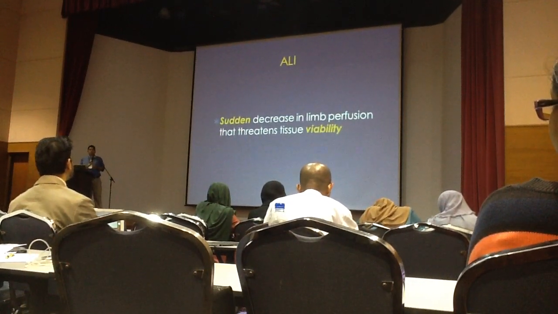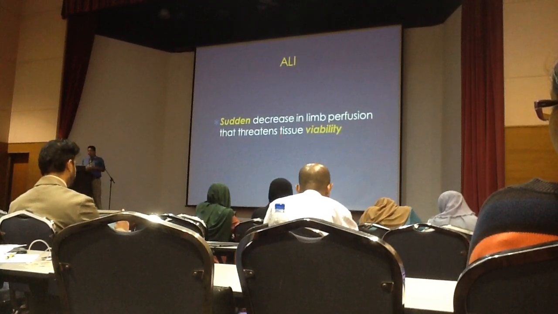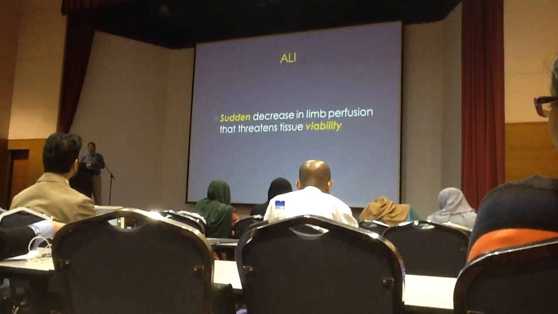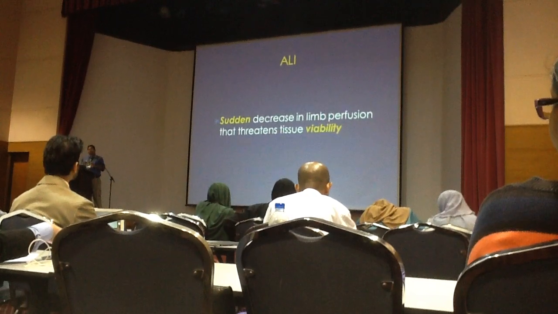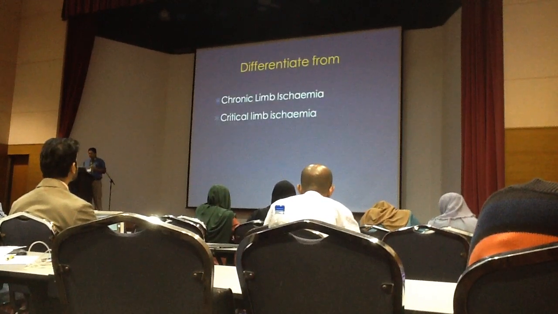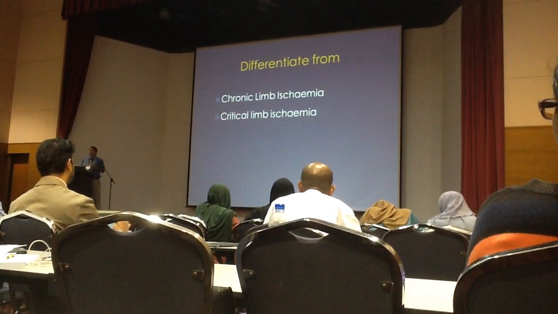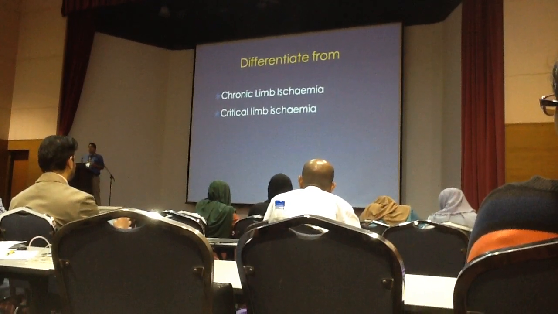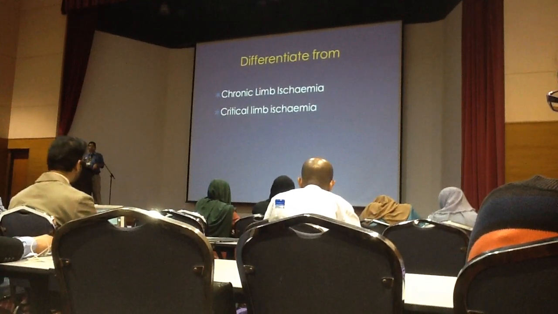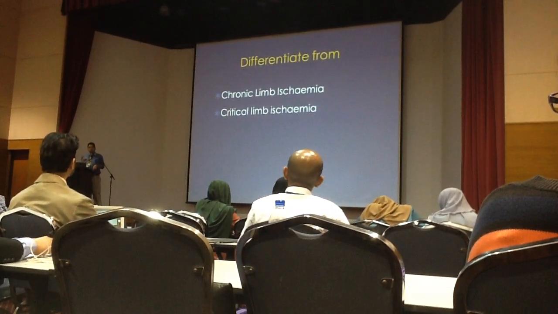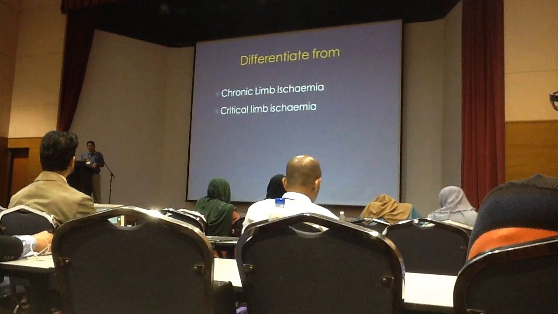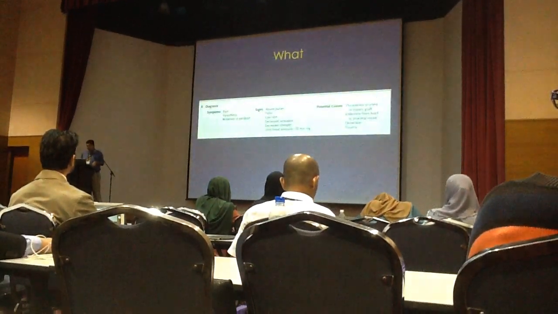Okay? Acute limb ischemia is a sudden decrease in limb perfusion that threatens tissue viability. It is an acute event, and usually the patient or the clinician will tell you what the point of pathology is. And you must differentiate between chronic limb ischemia and critical limb ischemia. I won't dwell on the definition. The other good reference guide is TASC 2, the TASC literature, which gives you all these definitions.